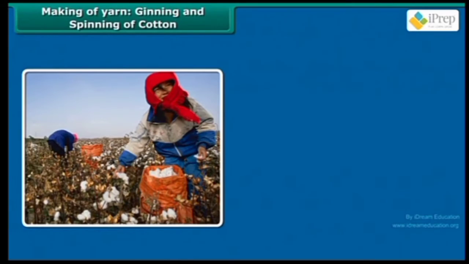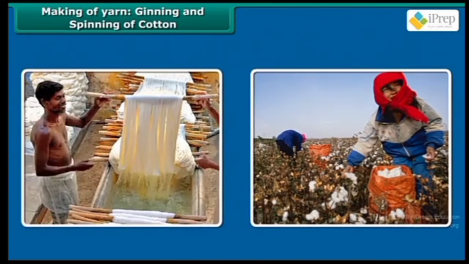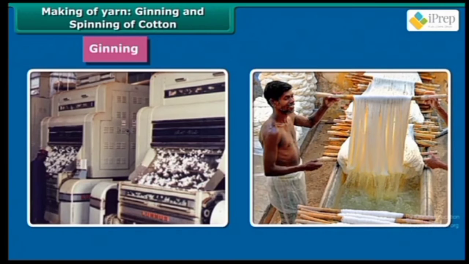Making of yarn, ginning and spinning of cotton. Students, to make fiber, cotton is picked by hand from cotton bolls and then fiber from the seeds is separated by combing. This is called ginning. Ginning can be done by machines too.